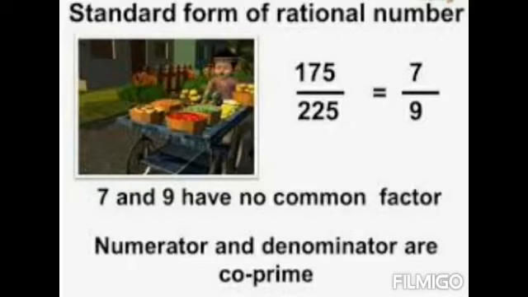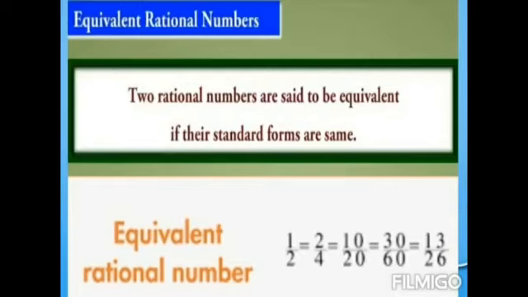Next topic is standard form of a rational number. A rational number is said to be in standard form if the denominator is positive, and the second point is the only common factor between its numerator and its denominator is 1. So here in this example 175 by 225, when we convert into standard form, it will become 7 by 9. Here 7 and 9 have no common factor other than 1.